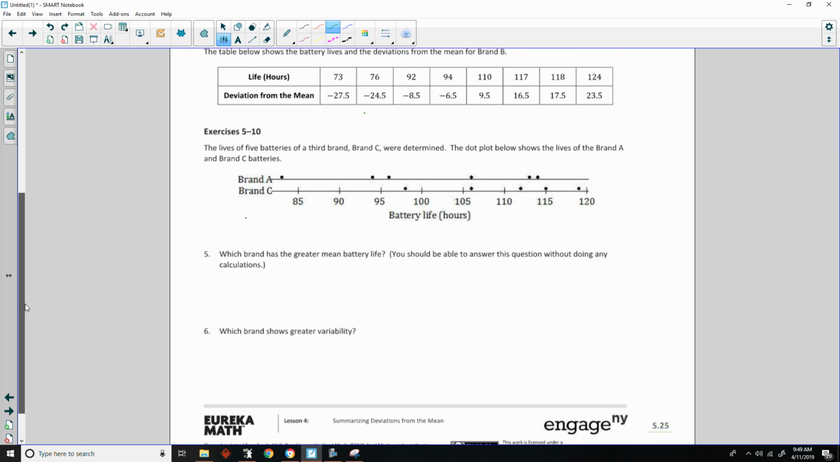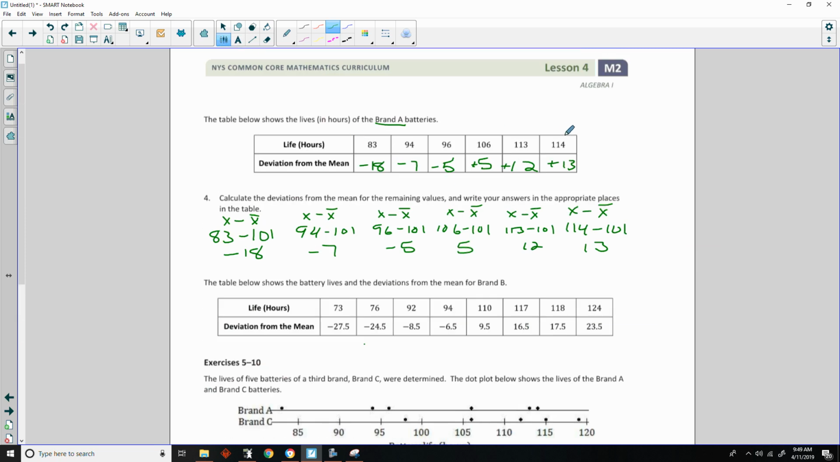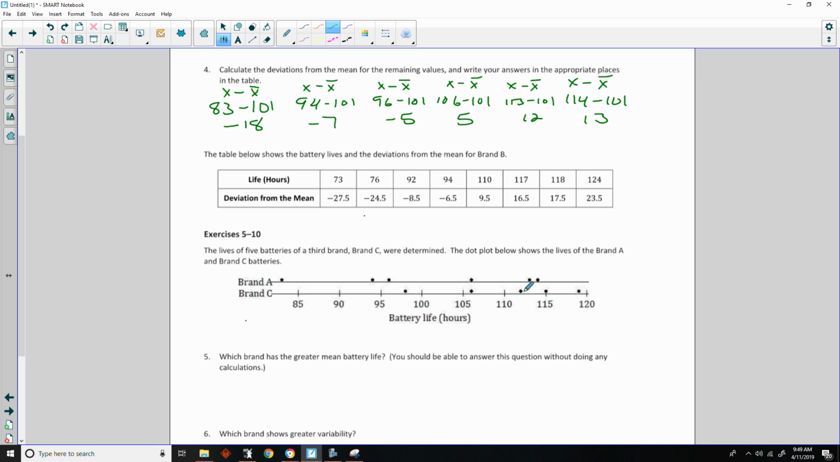Okay, so it says, which brand has the greater mean battery life? So I'm going to calculate the mean again. I've already done brand A. Nothing has changed. Brand A is up here. The average was 101, so I will write that here. I already knew that brand A's mean was 101.